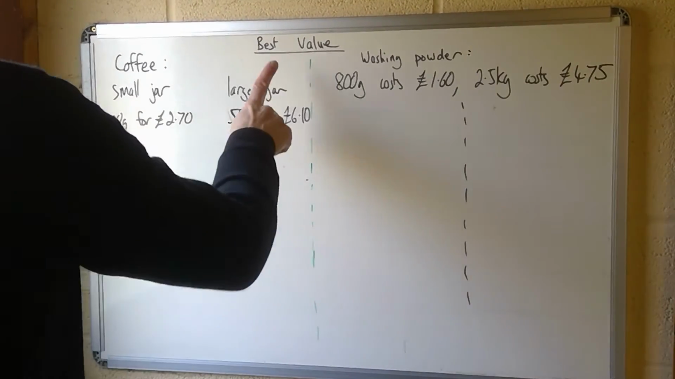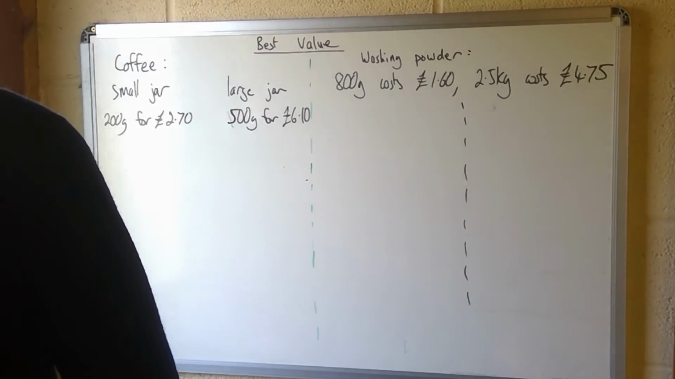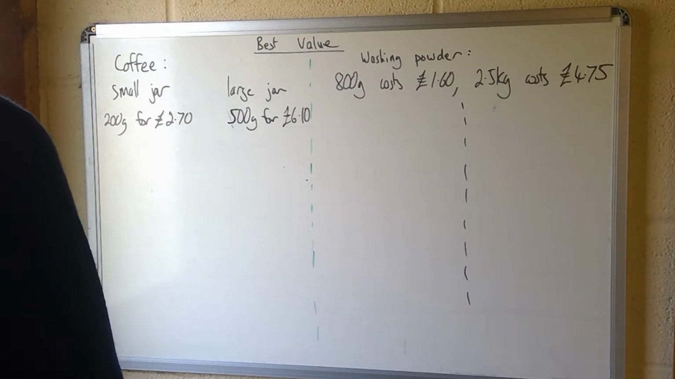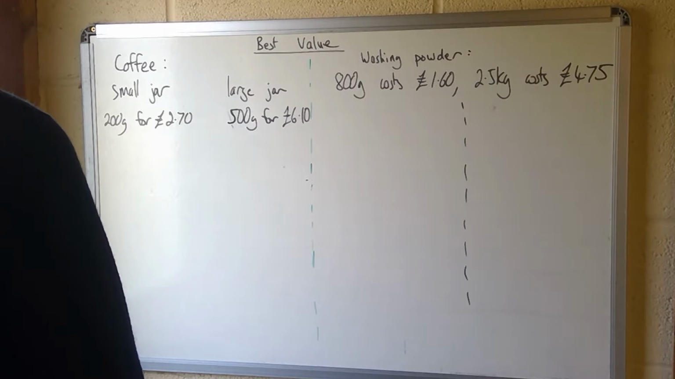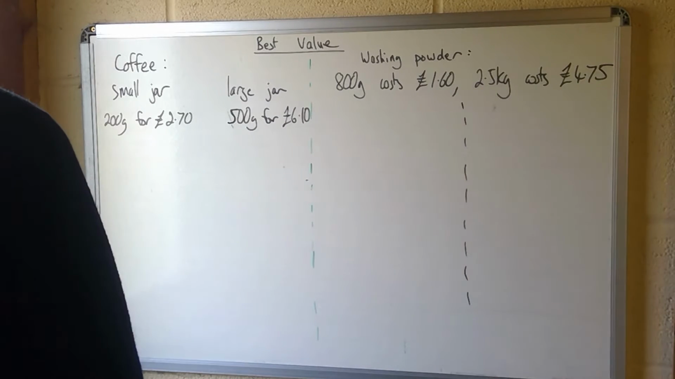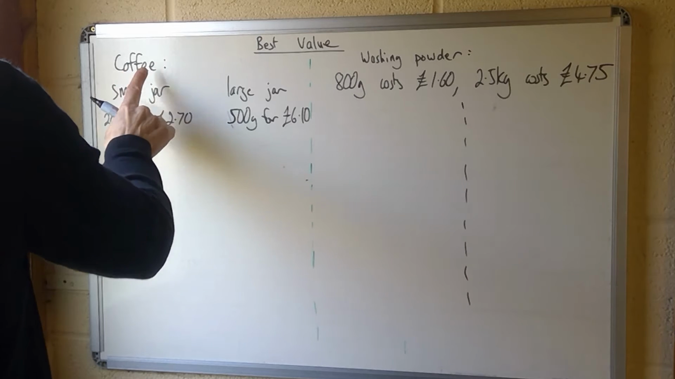Okay, today we're going to look at what we call best value questions, and this is where we compare products and find out which one is the best value for money using proportion. It's a useful life skill also. So I'm going to use two examples. I'm going to start off with jars of coffee.